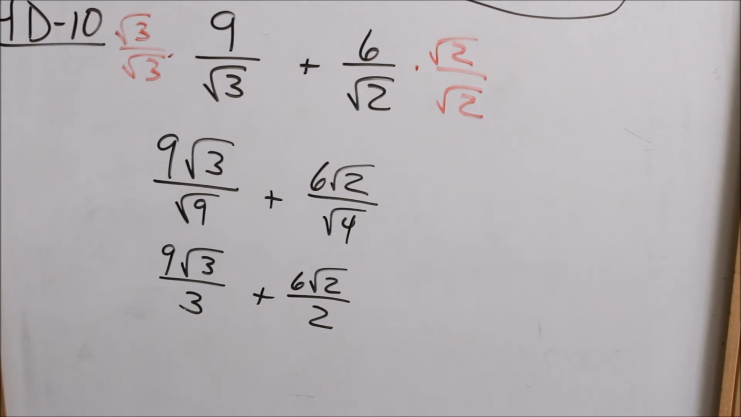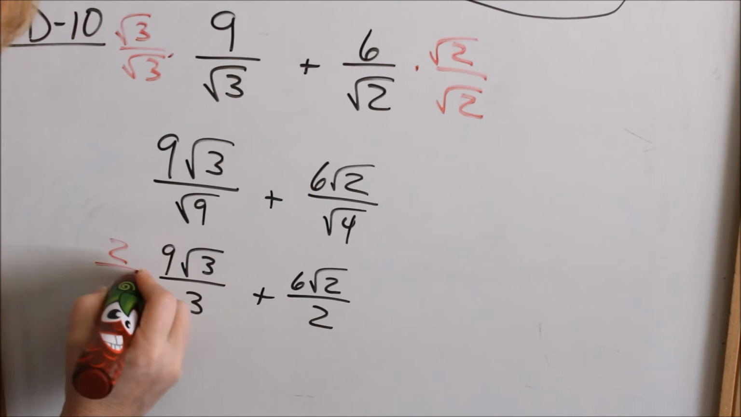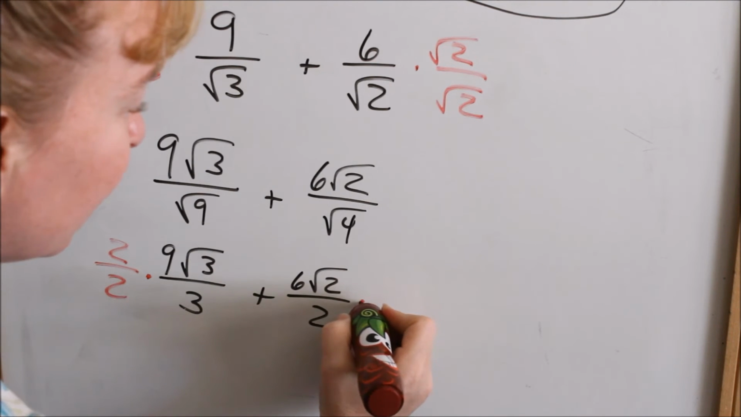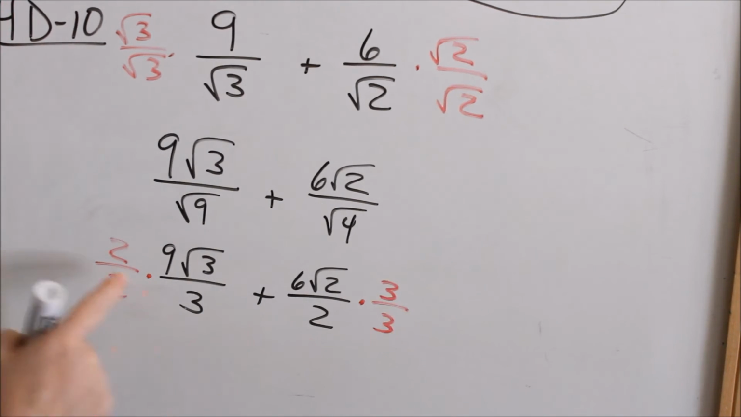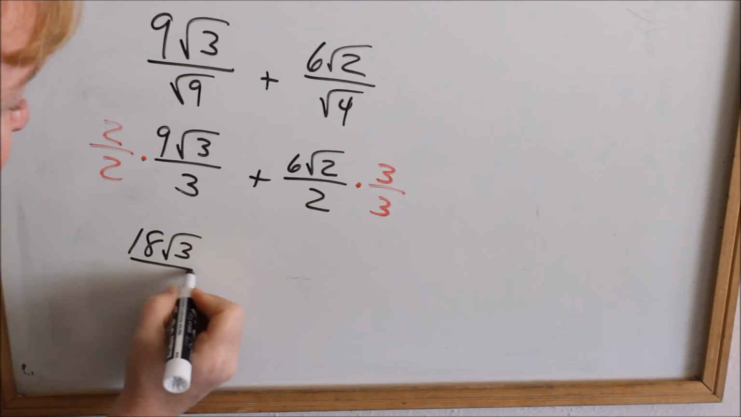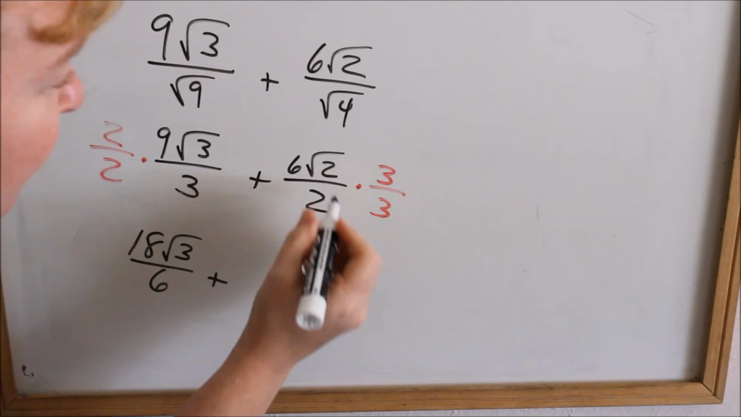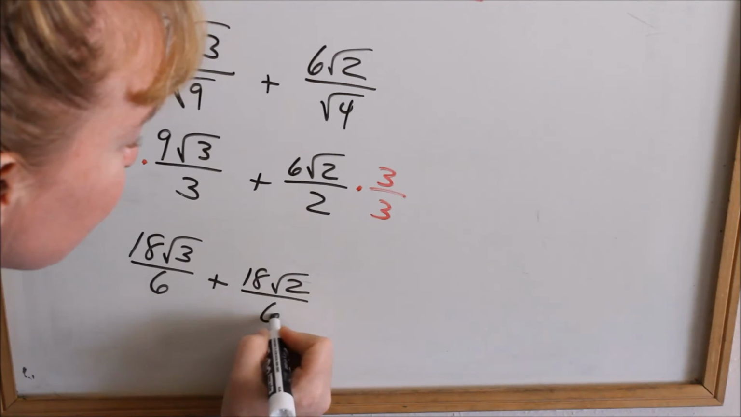Now I need to make a common denominator. So my common denominator would be 6, which means I multiply this fraction by 2 and I multiply this fraction by 3. Numbers to numbers and radicals to radicals. Numbers to numbers means this would be 18 square root of 3 all over 6 plus 6 times 3, 18 square root of 2 all over 6.